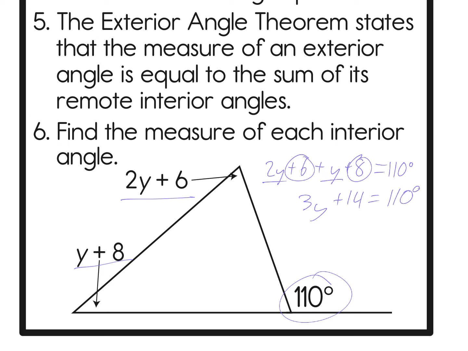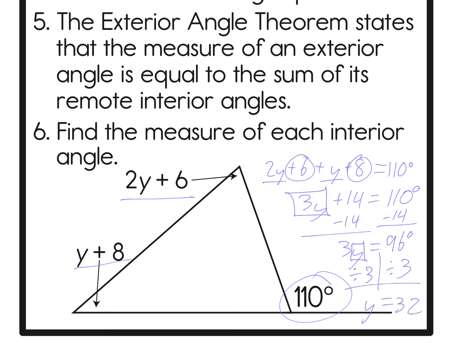Now, we have a two-step equation, which we should know how to solve. First, we're going to subtract 14 from both sides so that we are left with just 3y on the left side. At the same time, we are left with 96 degrees on the right side. Now, since we want y by itself, let's divide both sides by 3. And we will be left with y is equal to 32 degrees.